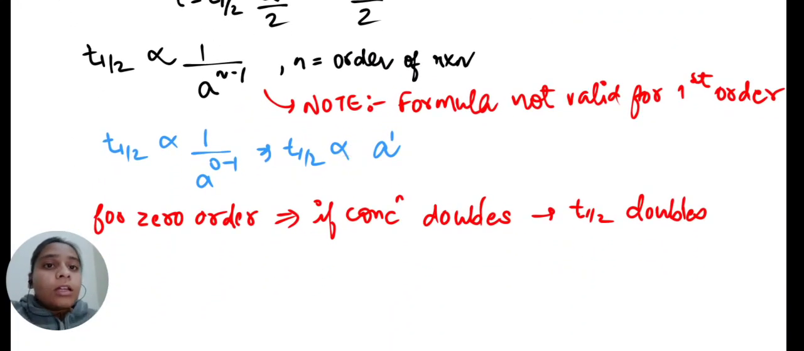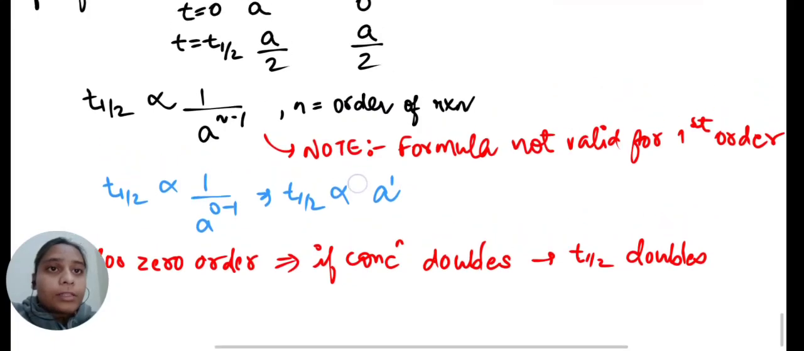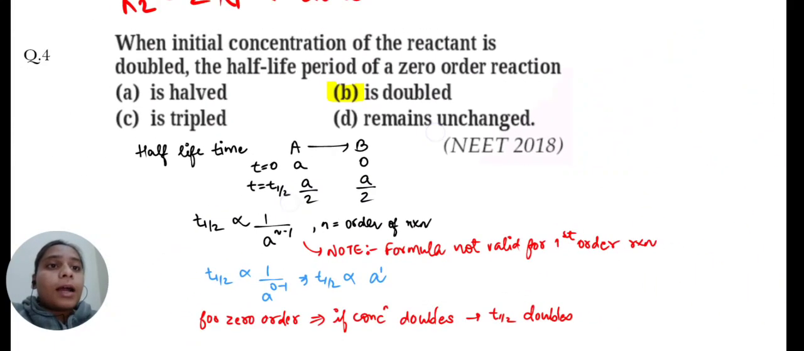So, if we put the value of n as 0, we will find that t half, that is half lifetime, becomes directly proportional to concentration of reactant. So, if we double the concentration of reactant, then t half will also get doubled. So, using this we can mark our answer option number B.